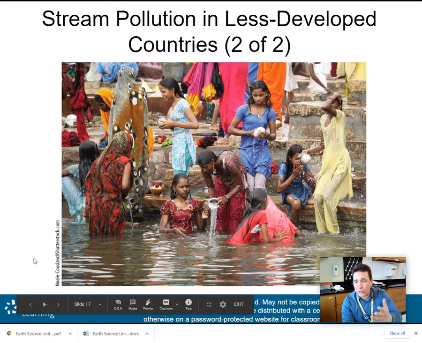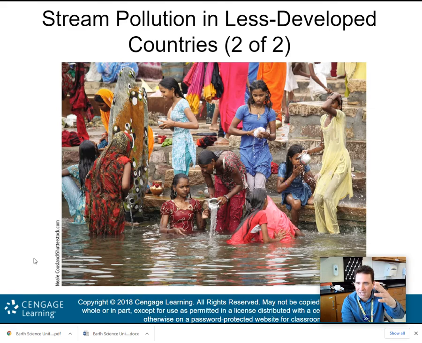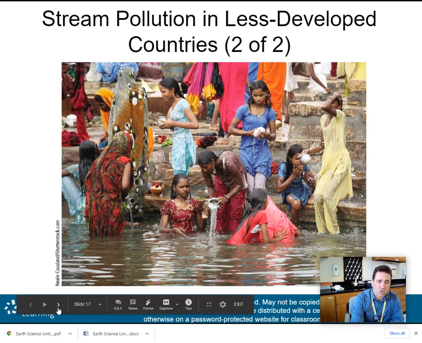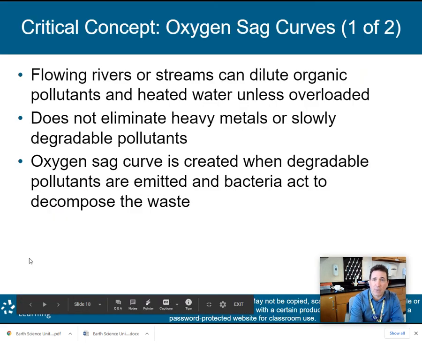To me, don't stop your holy rituals. Don't stop bathing and cleaning yourself and drinking the river water that you've done for thousands of years. Just clean it up, okay? Don't discharge your waste without treating it into these rivers, all right? And then things will get much better.